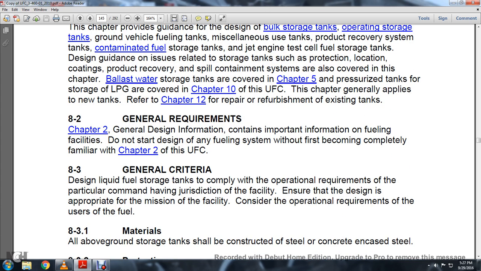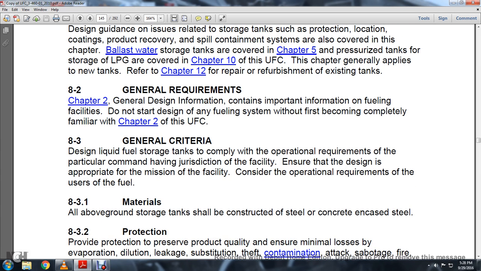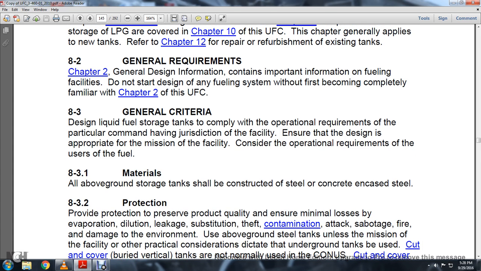8.3 General Criteria. The design of liquid fuel storage is to comply with the operational requirements of the particular command having jurisdiction of the facility, ensuring the design is appropriate to the mission of the facility, considering the operational requirements of the user of the fuel. 8.3.1 Materials. All above ground storage tanks shall be constructed of steel or concrete encased steel. 8.3.2 The protection provided shall preserve the product quality and ensure minimal loss by evaporation, dilution, leakage, substitution, theft, contamination, attack, sabotage, fire, or damage to the environment.